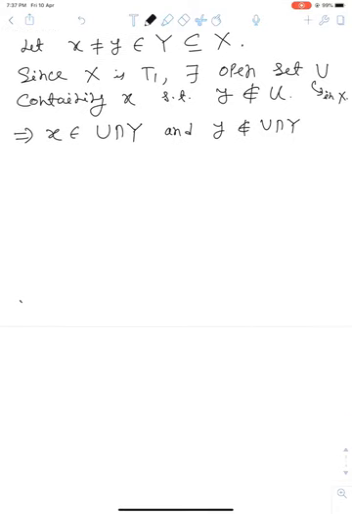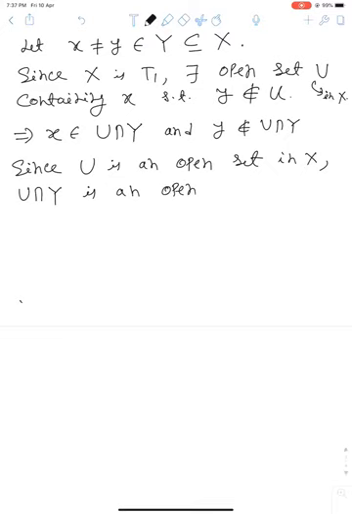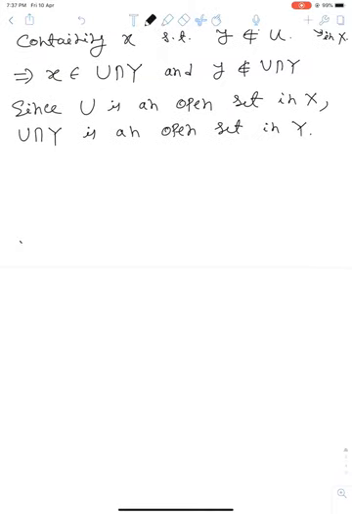Now since U is an open set in X, therefore U intersection Y is an open set in Y, and which satisfies the required property, right? Therefore Y is T1. So this is the first part.